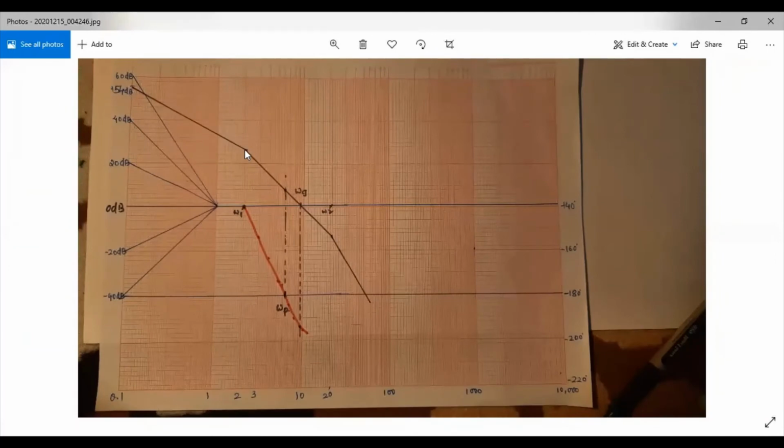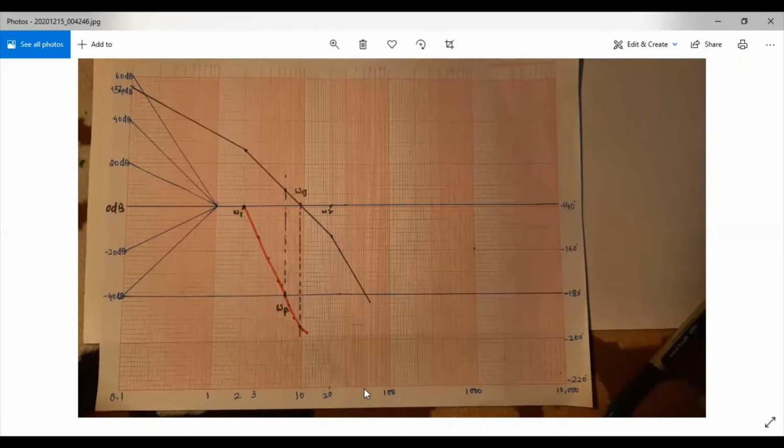See, 2 radians per second is the corner frequency, so I have marked 2 here. Next, 20 radians per second is the corner frequency, so I have marked 20 here. Everyone please mark the corner frequencies. Just mark on the x-axis, not here. Just mark 2 and 20 here.